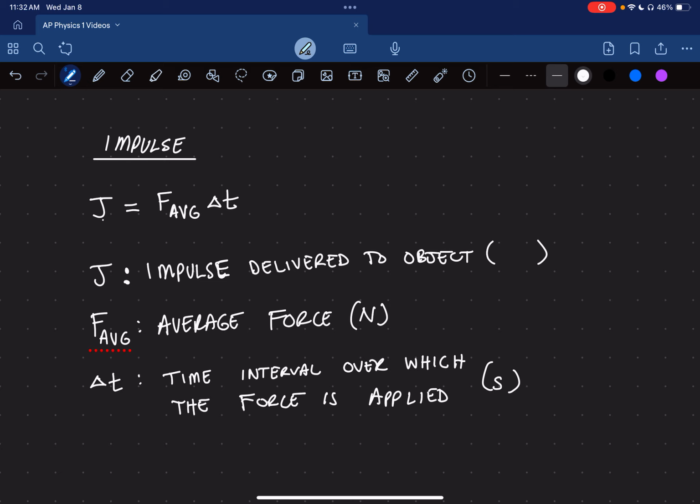So, mathematically speaking, the impulse is equal to the average force times the time. And so if the units for force is in newtons and the units for time is in seconds, then the units for impulse is newtons seconds, or newtons times seconds.